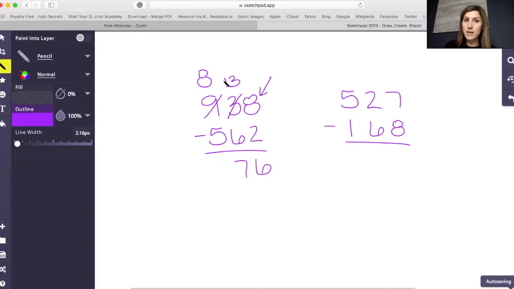And now I move on to the hundreds. 8 minus 5 equals 3. So my answer here is 376, and I borrowed once. Now I'm going to go over here, and I'm going to have to borrow twice. Let's see how it works.